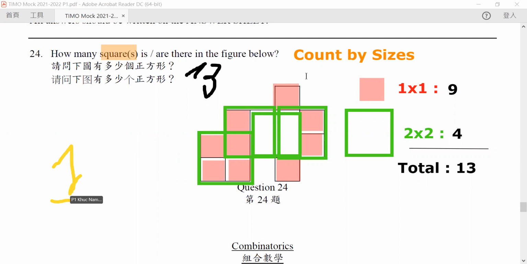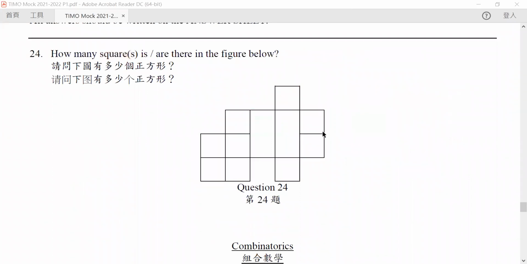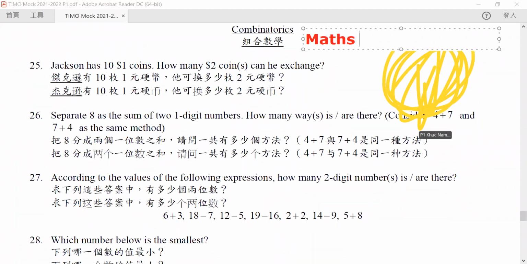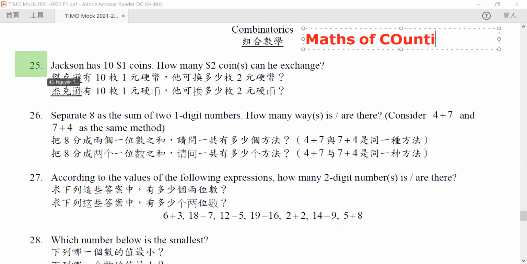Okay, so let's look at our final section, which is our topic of combinatorics. Now, what do you mean by combinatorics? Combinatorics is a method of counting, the math of counting. So we will continue to count all these numbers. So let's go to our question number 25.